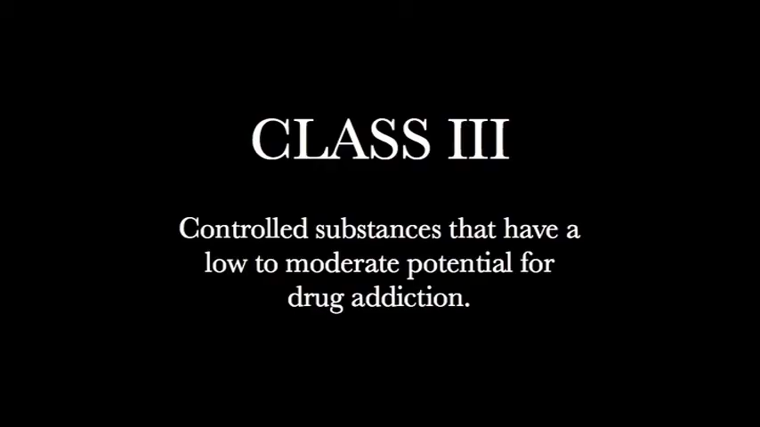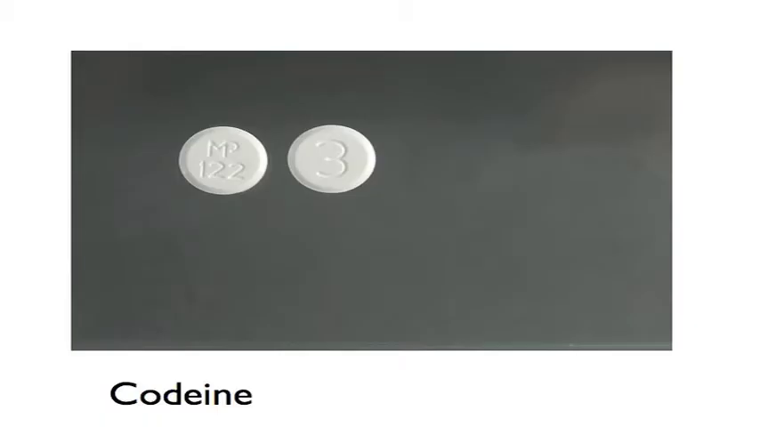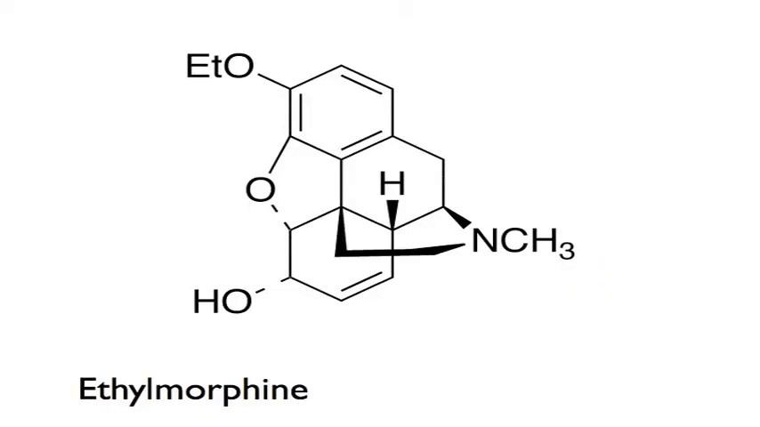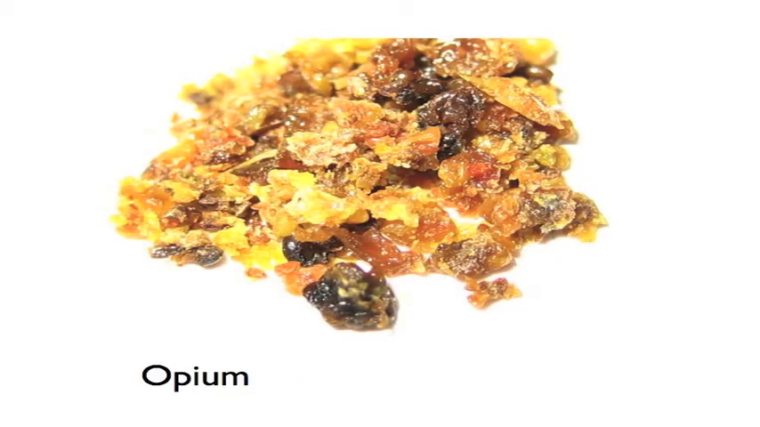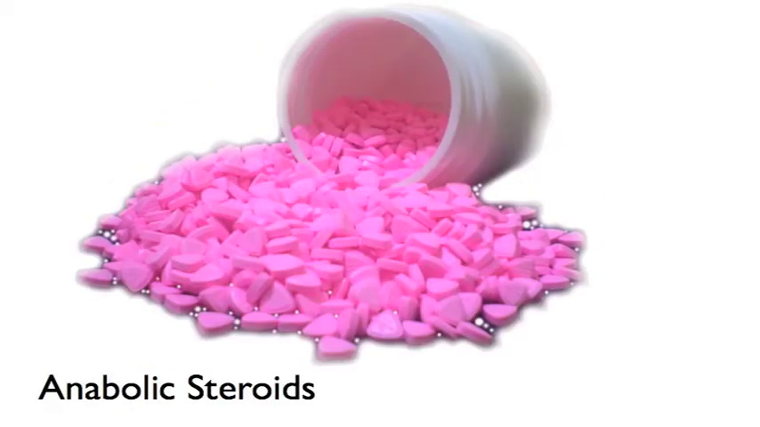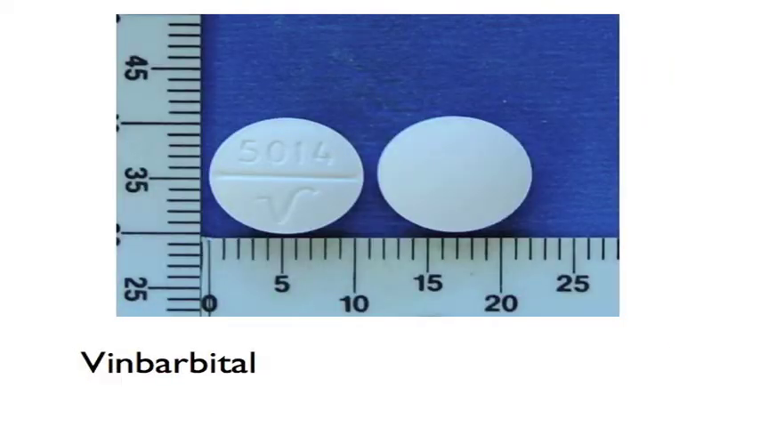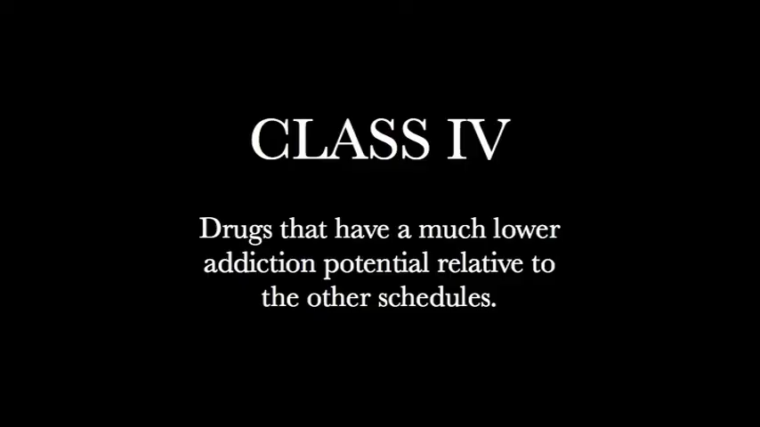Class 3. Class 3 controlled substances have a low to moderate potential for drug addiction. Narcotic basic classes include codeine up to 90 mg per DU plus other ingredients, ethylmorphine up to 15 mg per DU plus other ingredients, opium up to 500 mg per 100 ml with other active ingredients. Non-narcotic basic classes include anabolic steroids, ketamine, vinbarbital.